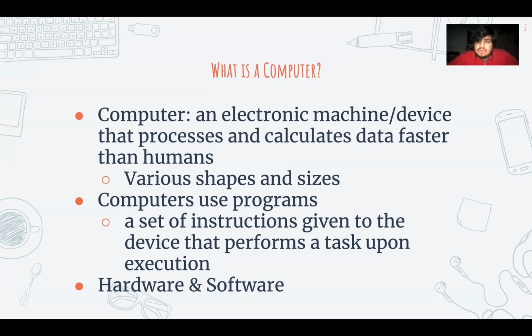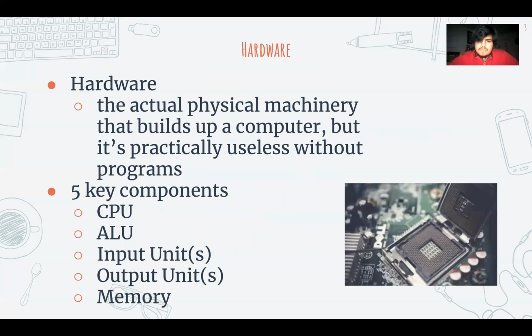Now, computers use programs, which are a set of instructions given to the device that performs a task upon execution, right? This brings up a very important point about computers. We think of computers as hardware, but an important aspect of computers is also the software, because the software is what makes the hardware actually work. The hardware is almost nothing without the software, something that gives the hardware some type of function.